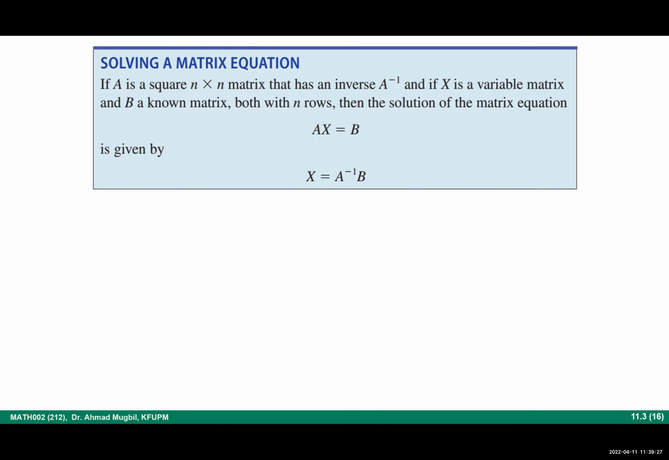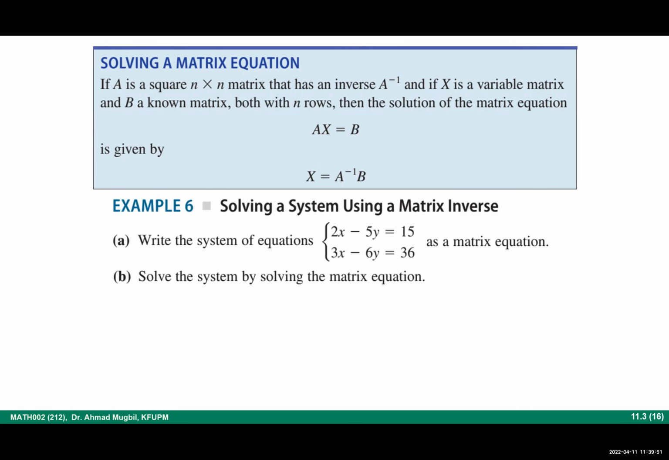Now, how to solve a matrix equation in general? If you have AX equals B, where A is n by n, X is n by 1, and B is n by 1, then if the inverse exists, the solution will be A inverse times B. If the inverse does not exist, this method cannot be used, and you need to use Gaussian elimination in that case. Let's take, as I said, ya shabab, a 2 by 2 system.